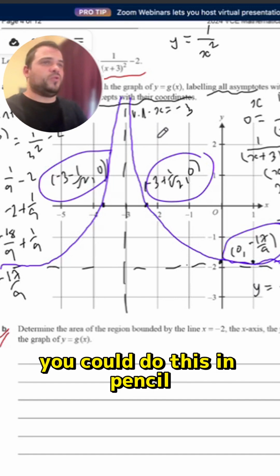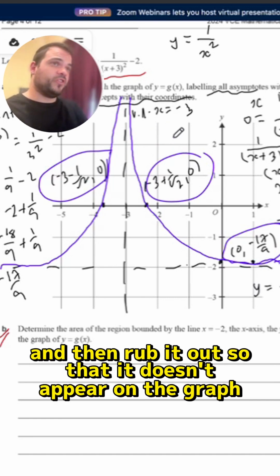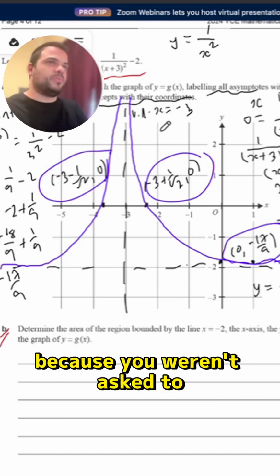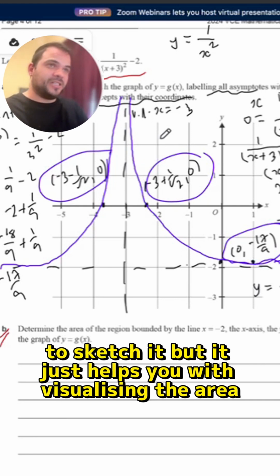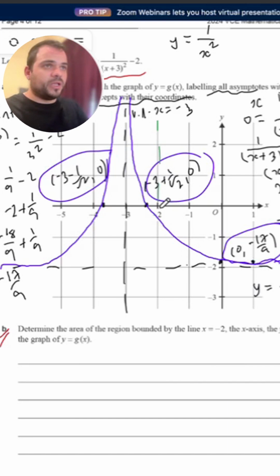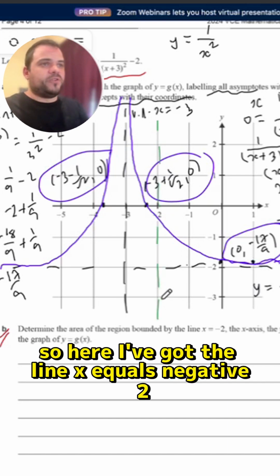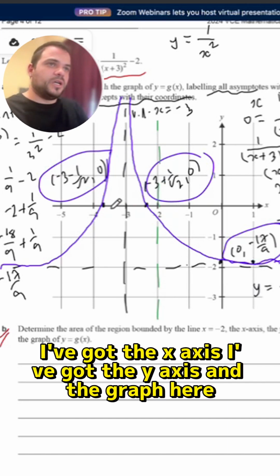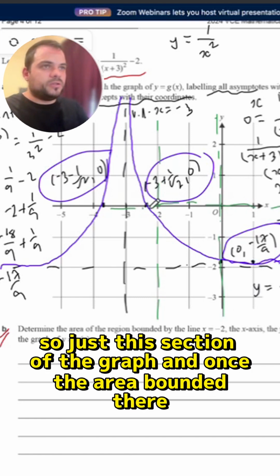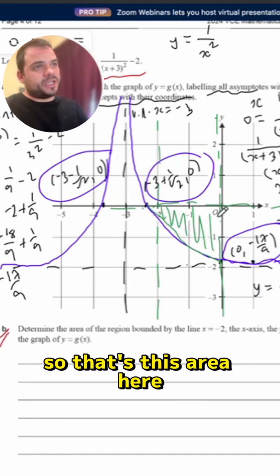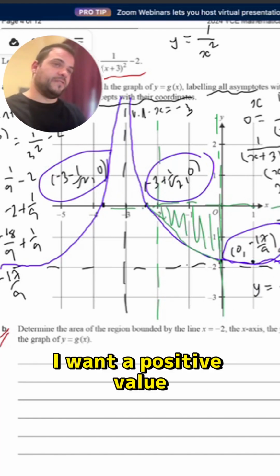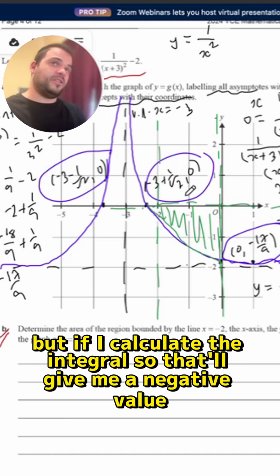In your exam, you could do this in pencil and then rub it out so that it doesn't appear on the graph because you weren't asked to sketch it, but it just helps you with visualizing the area that you're trying to determine. So here I've got the line x equals -2, I've got the x-axis, I've got the y-axis, and the graph here. So just this section of the graph. And I want the area bounded there, so that's this area here.